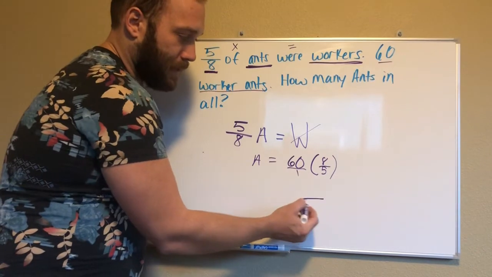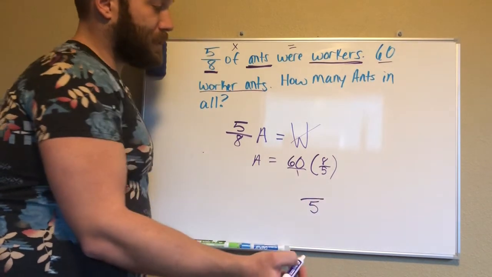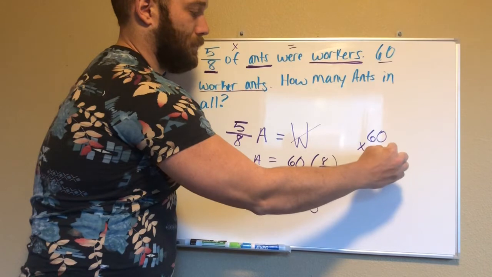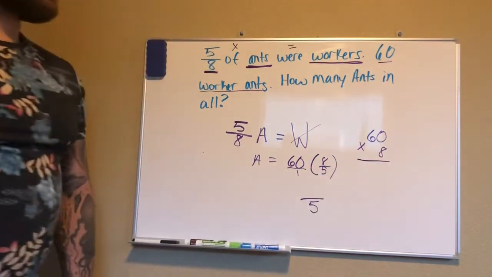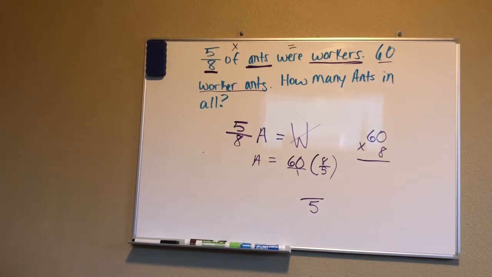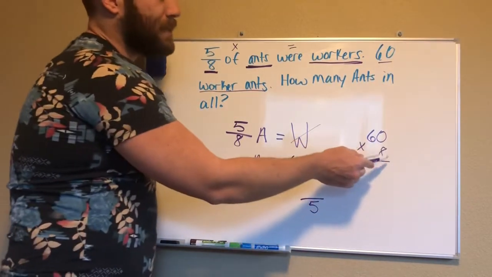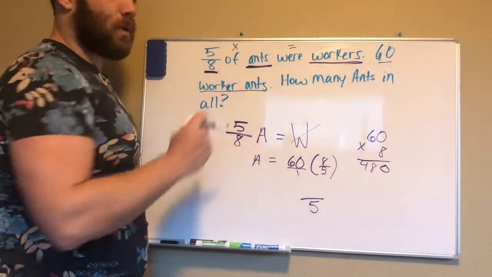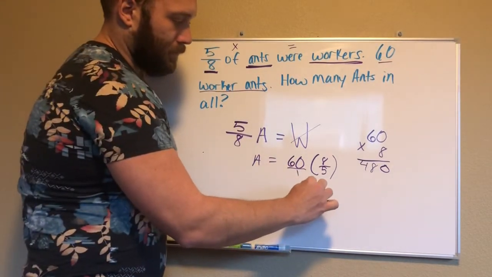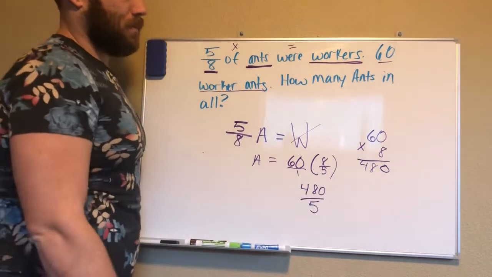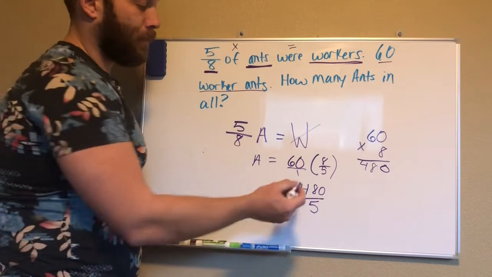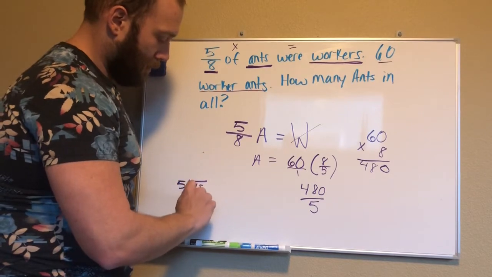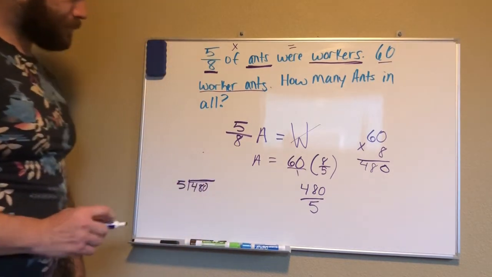1 times 5 is 5. Now I can do 60 times 8, which you can solve, because 8 times 0 is 0, and 8 times 6 is 48. So my answer, 480. So I have 480 over 5. Am I done? Nope. I can divide this. So I'm going to do that over here, so we have a little bit more room. I'll make that bigger.